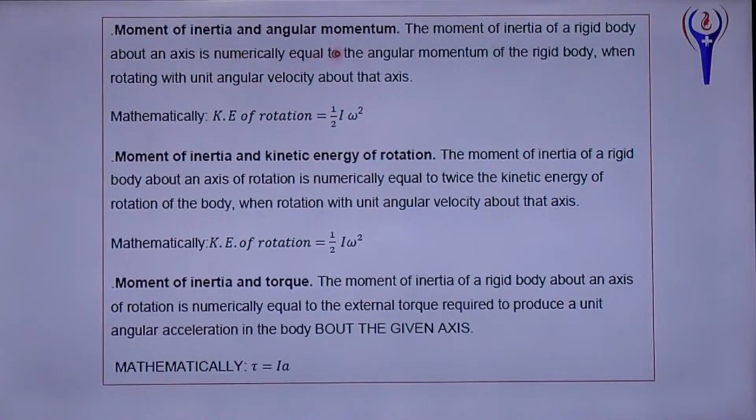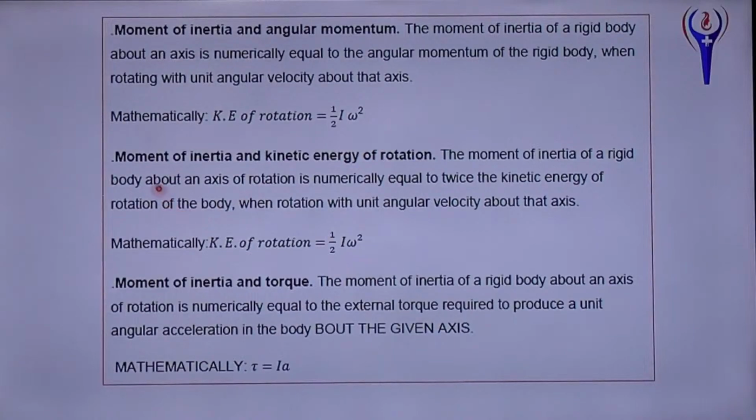Moment of inertia and angular momentum. The moment of inertia of a rigid body about an axis is numerically equal to the angular momentum of the rigid body when rotating with unit angular velocity about that axis. Formula: kinetic energy of rotation equals half I omega square. This formula gives a relation between moment of inertia and angular momentum.